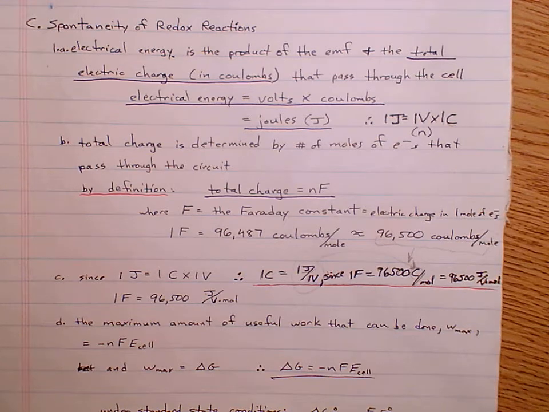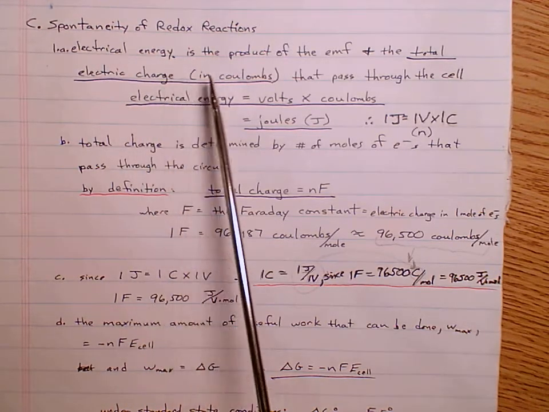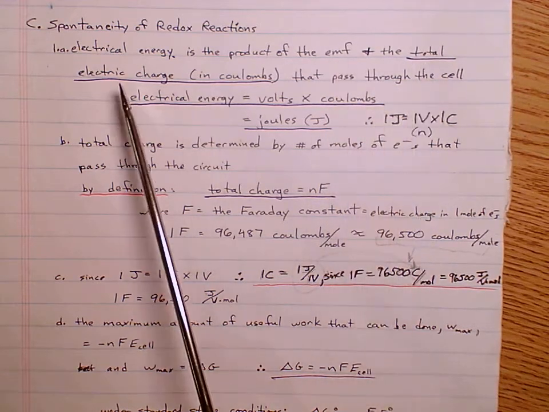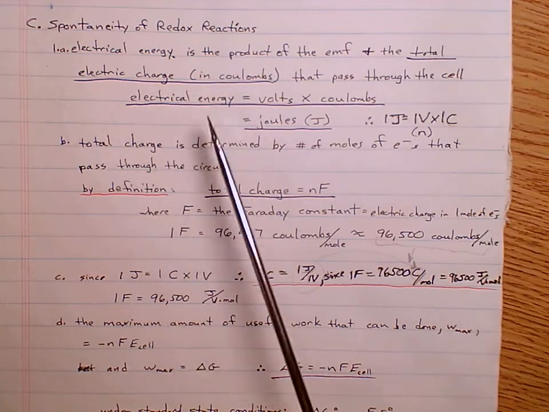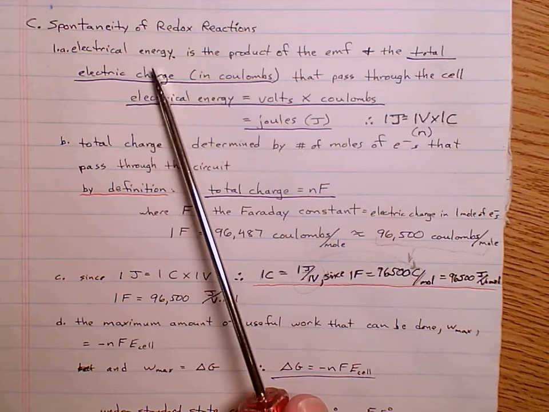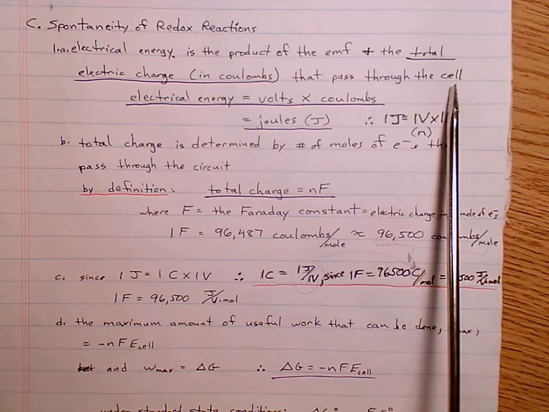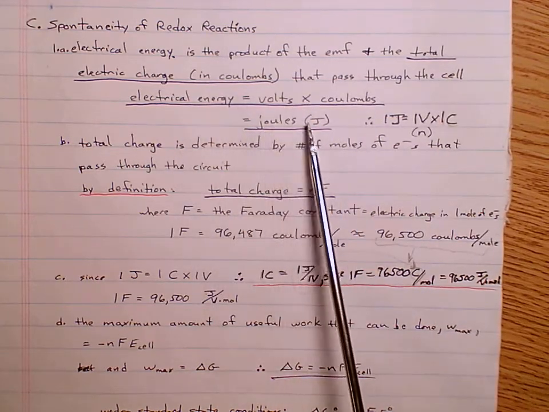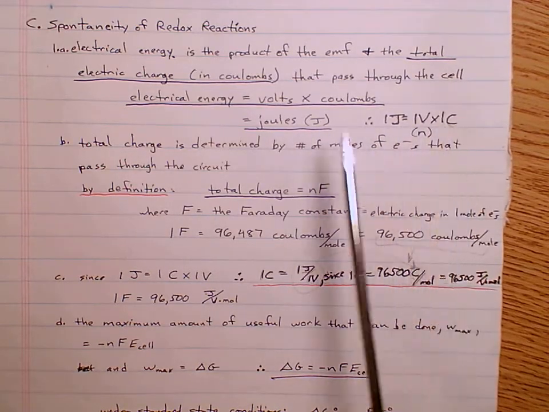All right, now let's look at the spontaneity of redox reactions. The electrical energy is going to be the product of the electromotive force, the cell voltage, and the total electric charge, which is in units of coulombs. So the electrical energy is the voltage times the total charge in coulombs that pass through the cell. Electrical energy equals volts times coulombs, and that's in units of joules. 1 joule equals 1 volt times 1 coulomb.